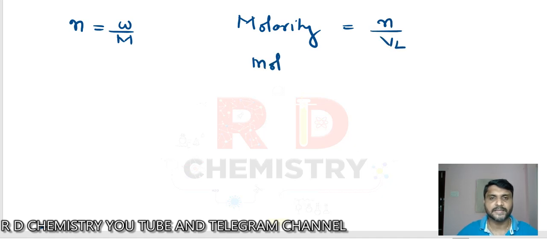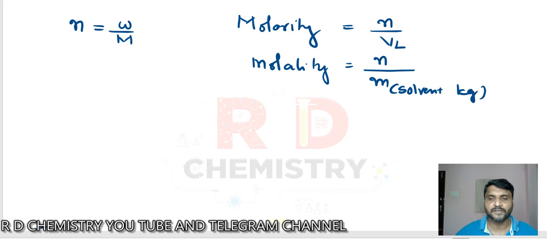Similarly, molality is equal to number of moles of the solute divided by the mass of the solvent. You write the mass of the solvent in terms of kgs, and this is the volume of the solution we have got, right? Then how to write down the mole fraction x1 and x2?